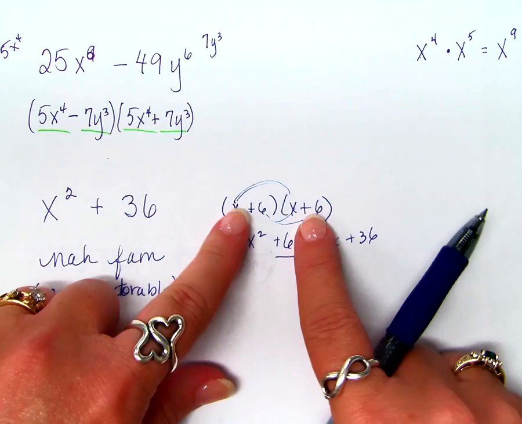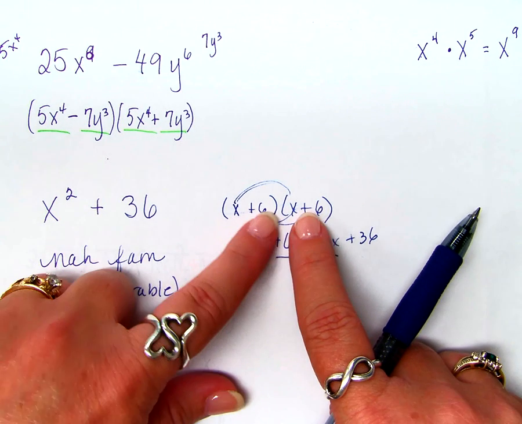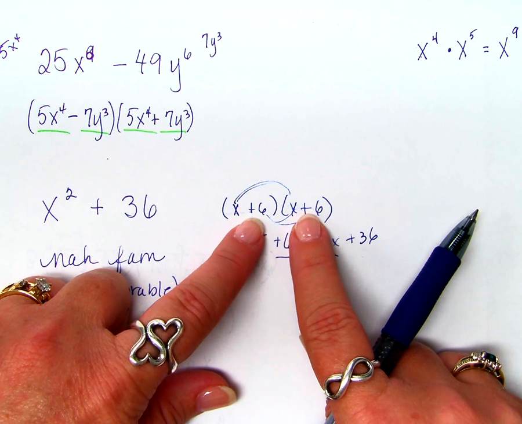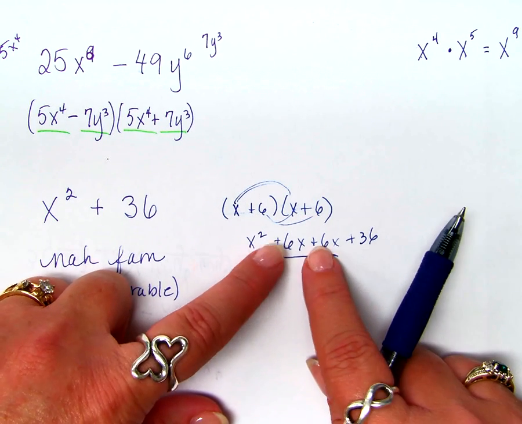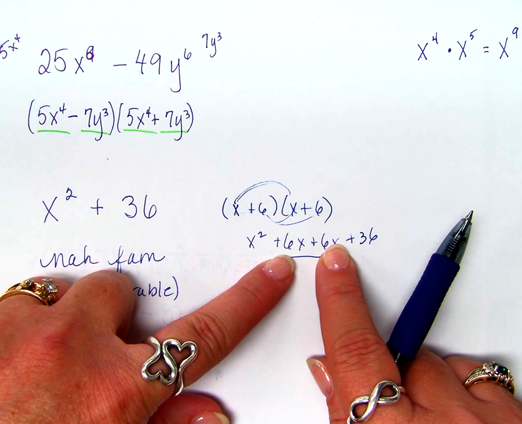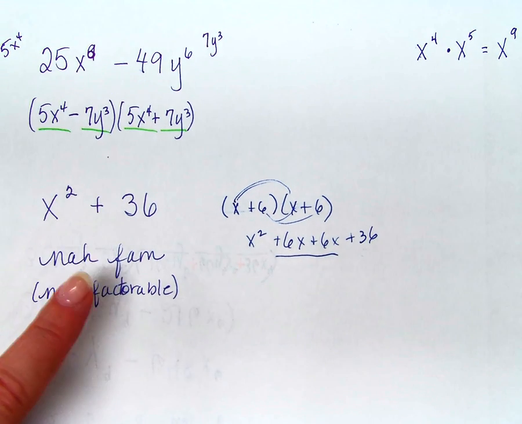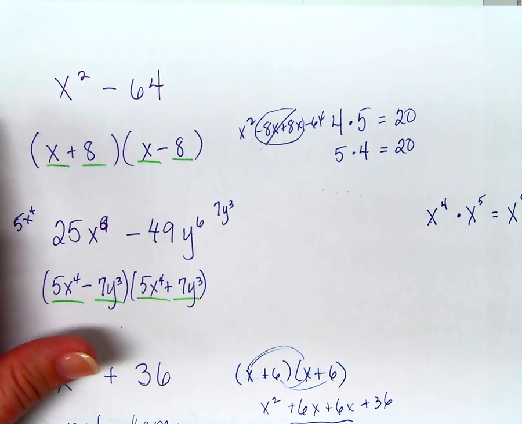There's no pattern of signs that I can get, because in order for this to be a positive, these both have to be a positive, or they both have to be negative, right? But if they're both negative, this ends up being minus 12x, doesn't it? Either way, it's going to have a middle term, and this one does not. That's why we can't factor this one, and we can factor this one.